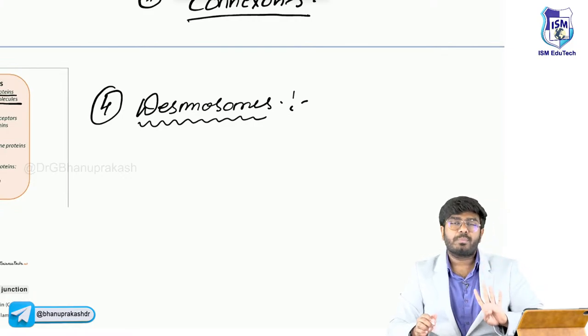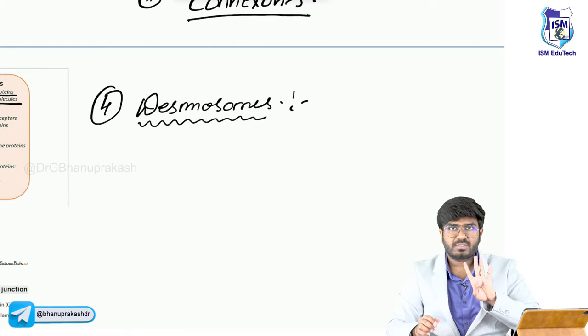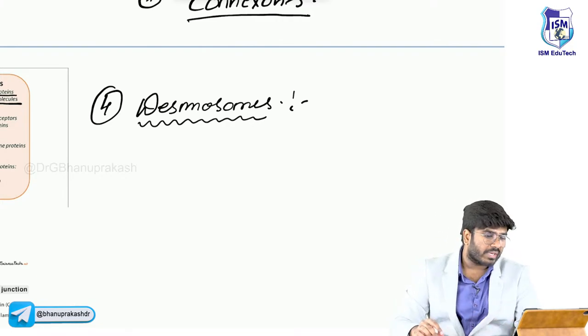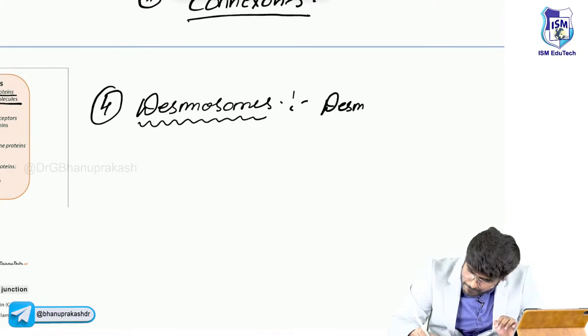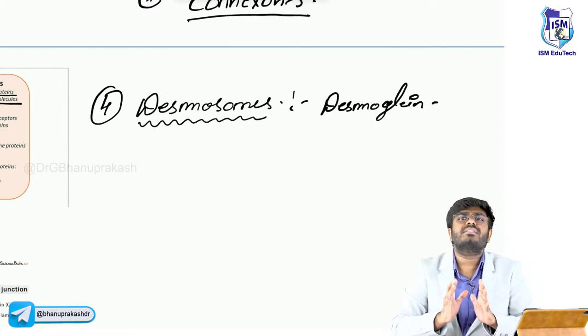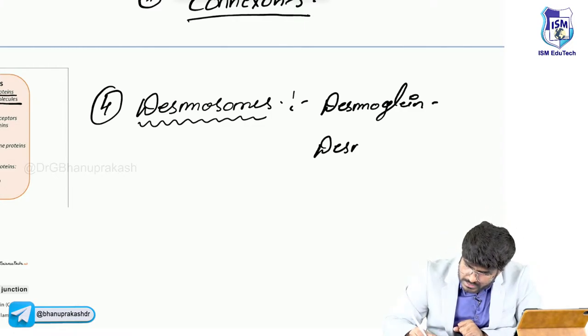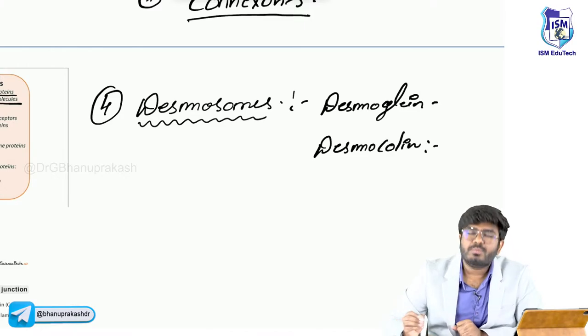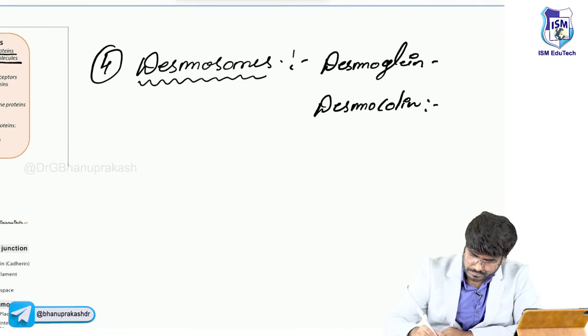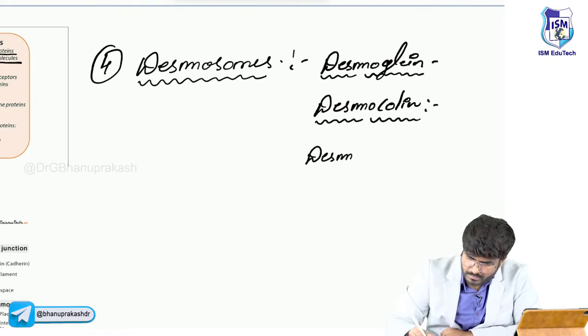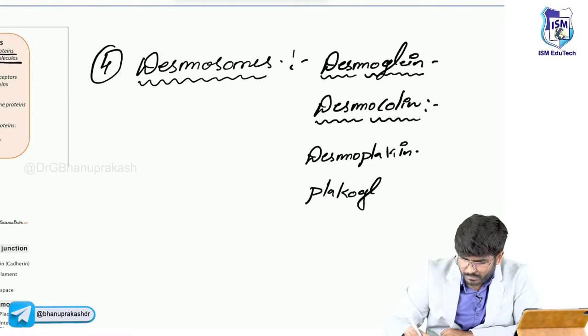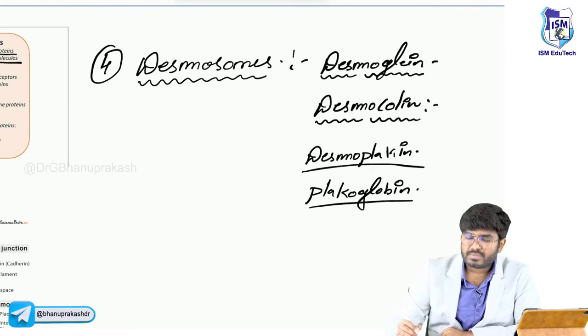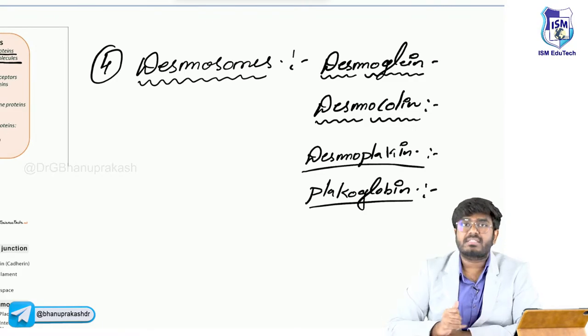There are actually four desmosomal proteins involved. What are the four desmosomal proteins? They are desmoglein. MCQ, desmoglein. Desmocollin. Desmoplakin and plakoglobin. So desmoglein, desmocollin, desmoplakin and plakoglobin, these are the desmosomal proteins.